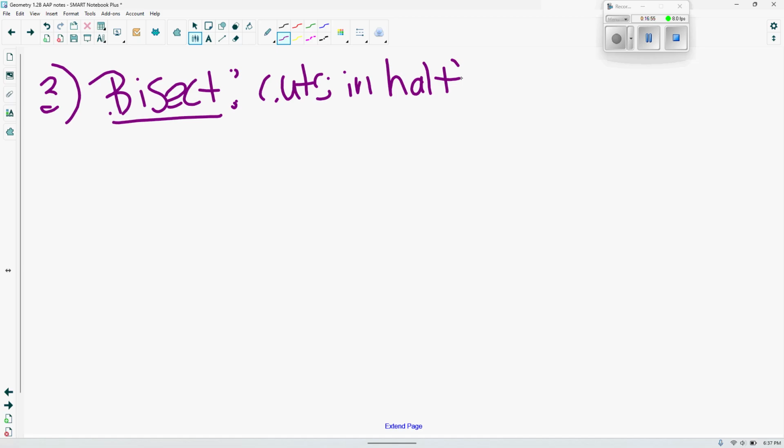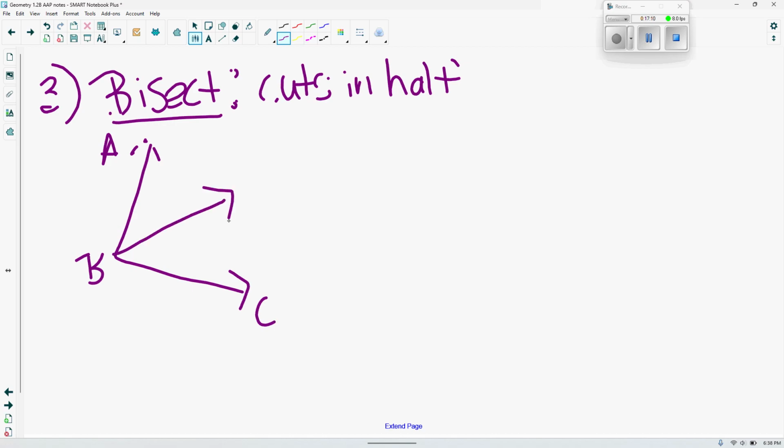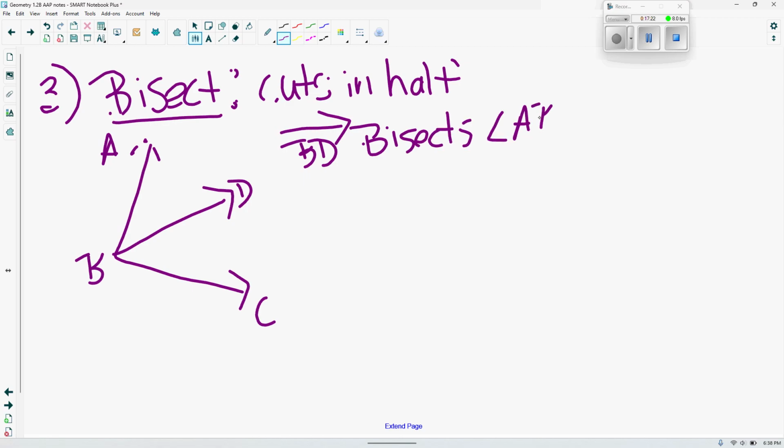So we're going to say that we have this angle, and we're going to call this angle ABC. And then we're going to come out and we're going to draw D. And so they're going to tell me that ray BD bisects angle ABC. With that information, I can put an angle mark, the exact same angle mark on both of those.